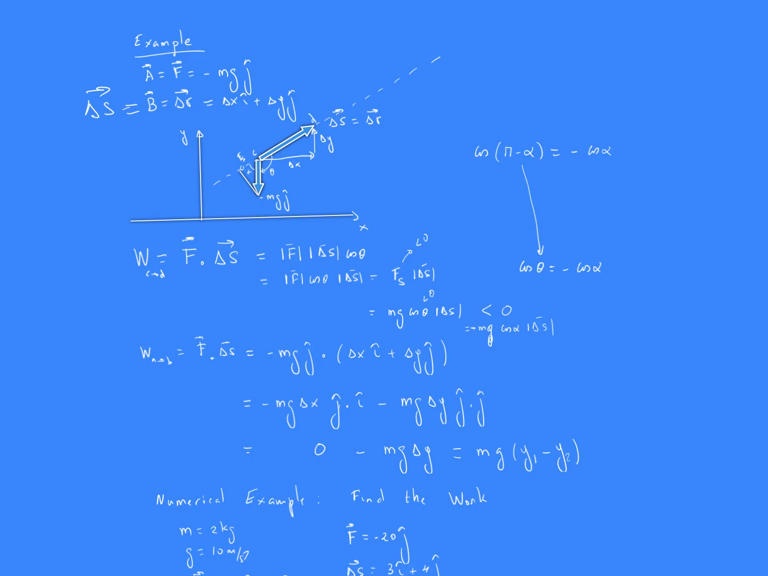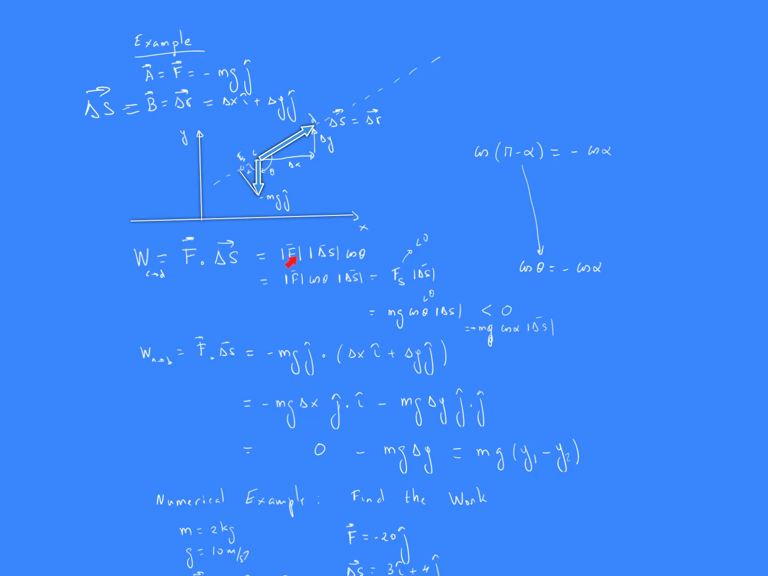So the force is going downwards. The displacement is going in this direction. The force that is in the direction of the displacement is this force, this one. So the work going from A to B is negative, because the force is in the opposite direction of the displacement. Well, let's do it using the dot product.